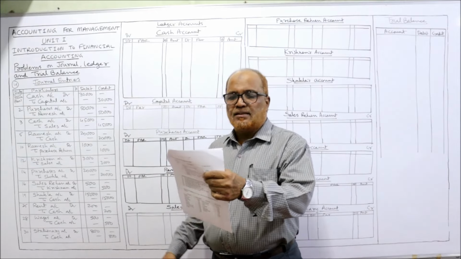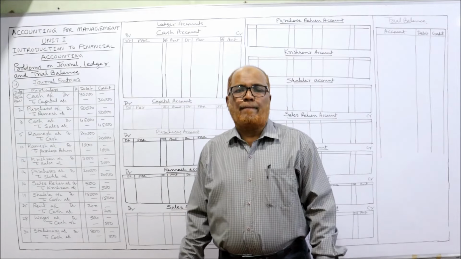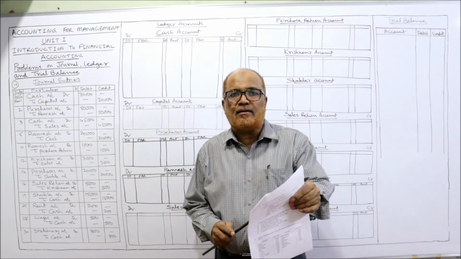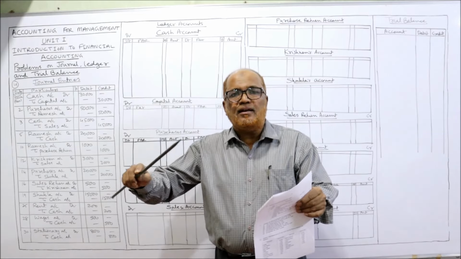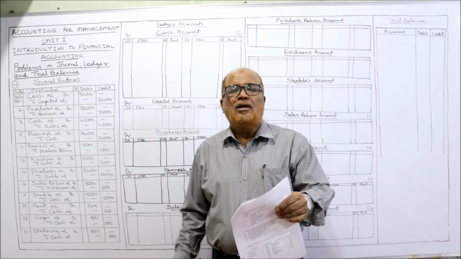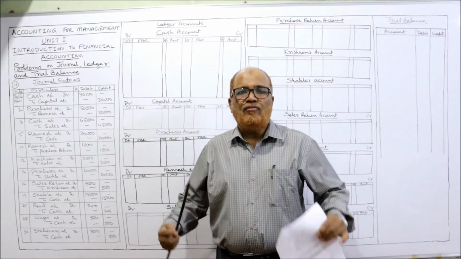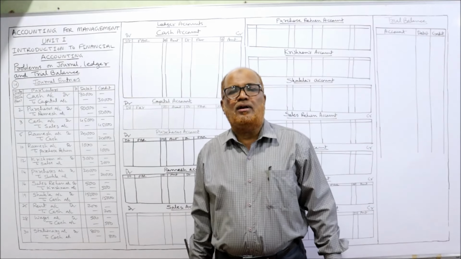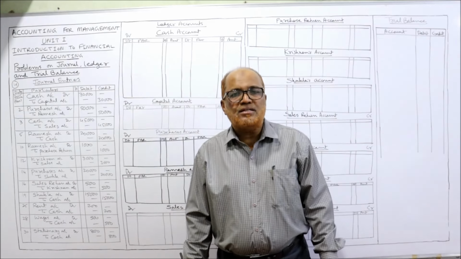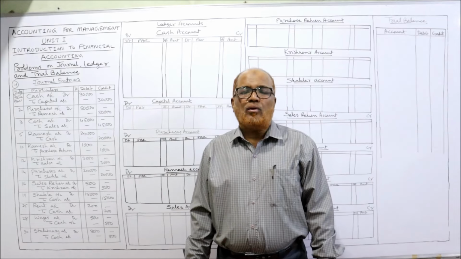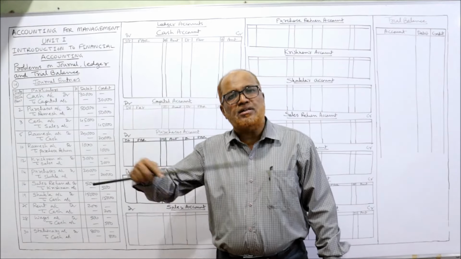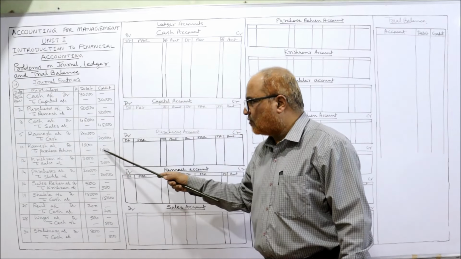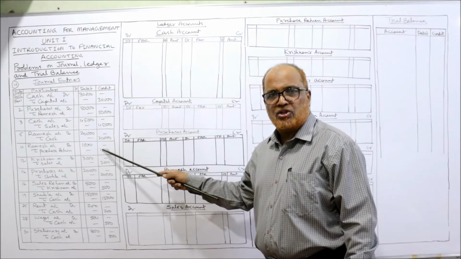Next, 10th date. Returned goods to Ramesh. It's a purchase return. Before that, we have purchased the goods from Ramesh on 2nd. Now on 10th, we are returning some goods back to Ramesh. So Ramesh is the receiver. We are returning and Ramesh is receiving. So entry will be Ramesh account debtor to purchase return account. A new account is opened called purchase return account. We are returning. So Ramesh account debtor 1000 to purchase return account 1000. Being the goods returned to Ramesh.